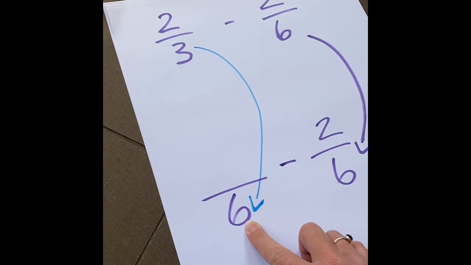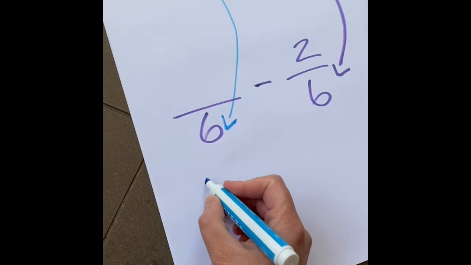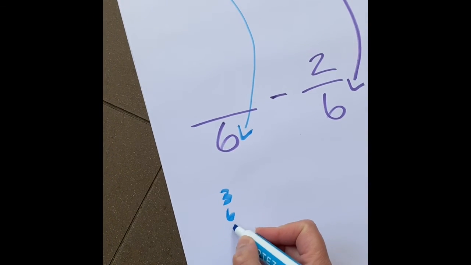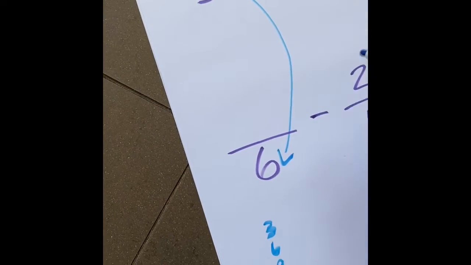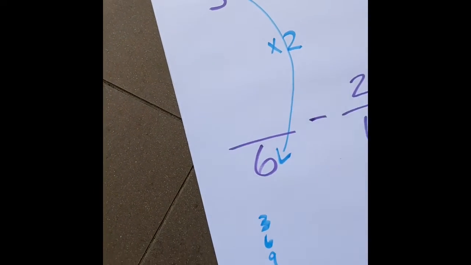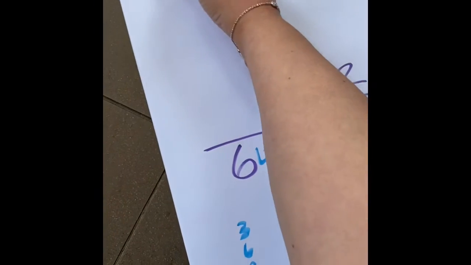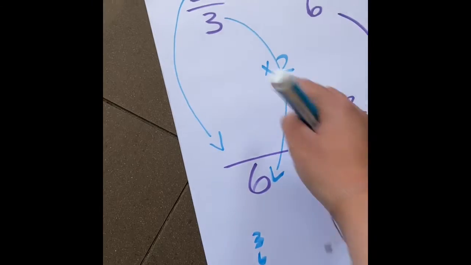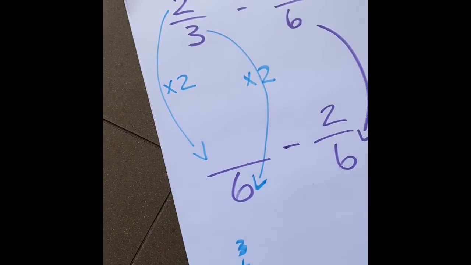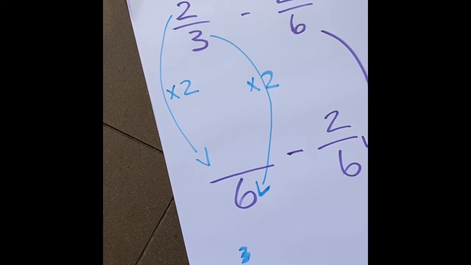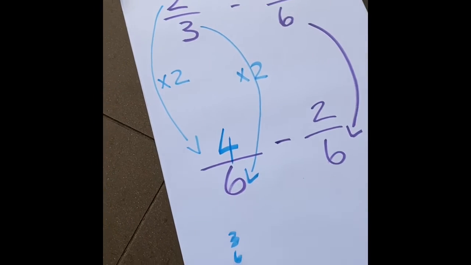So I want to see the relationship there of how I can use my multiplication knowledge. Could think about counting up in 3s. You'd see then that I would need to double that, which means multiplying it by 2. Whatever I do to the denominator, I do to the numerator. So I need to multiply this by 2. 2 groups of 2 is 4.